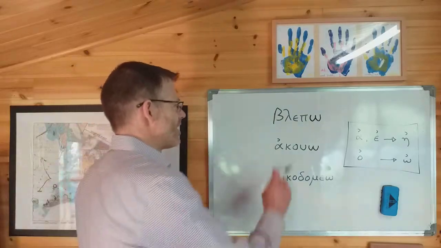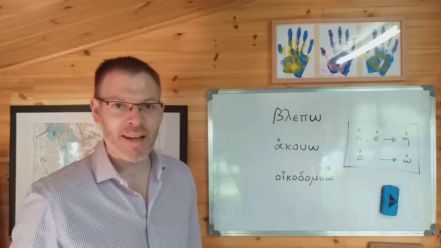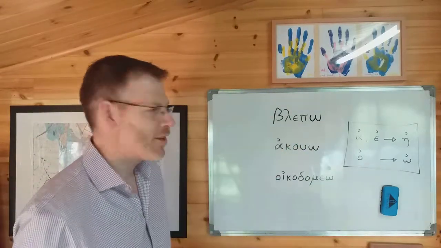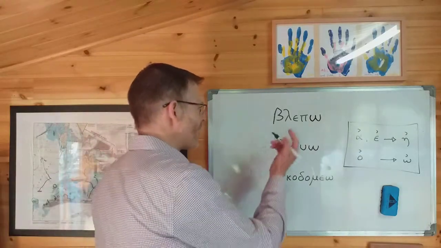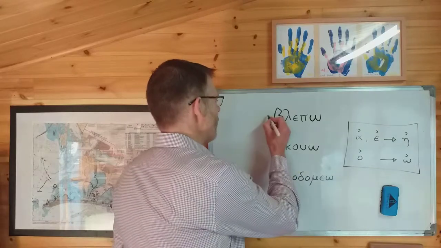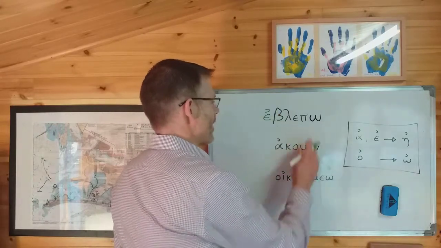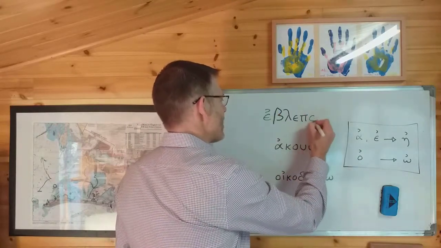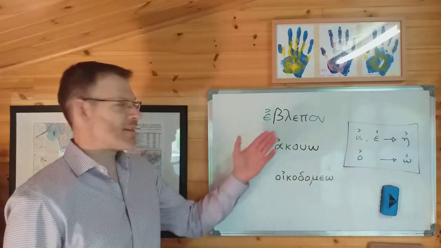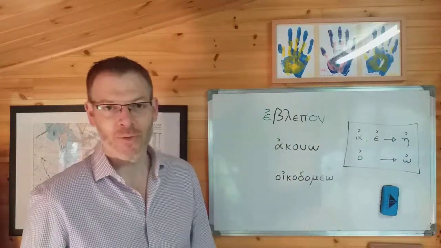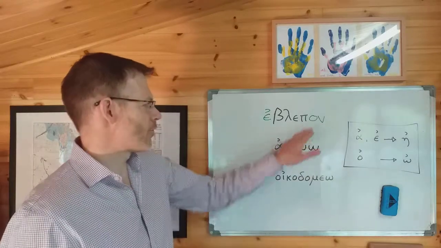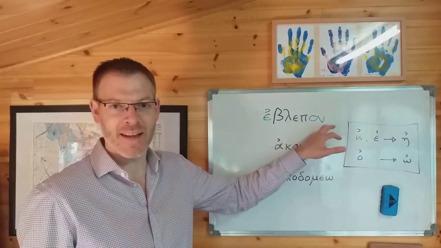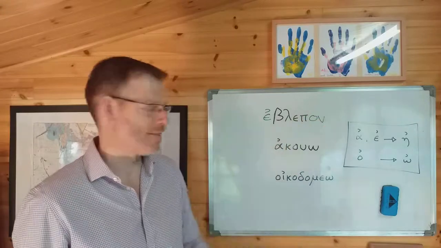Just for illustrative purposes, let's start with a verb that doesn't display these complexities. Blepo, first person singular present, I see. Imagine we wanted to make this imperfect. Very simple: add an epsilon augment, change the ending. Eblepon, so that means I was seeing or I was looking or something of that sort. Okay, so that's all fine. Of course, if you want a different person or number, you'd have to make the ending appropriate. Eblepes, eblepen, and so on.